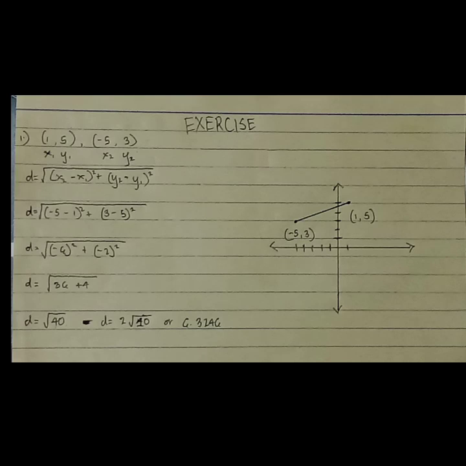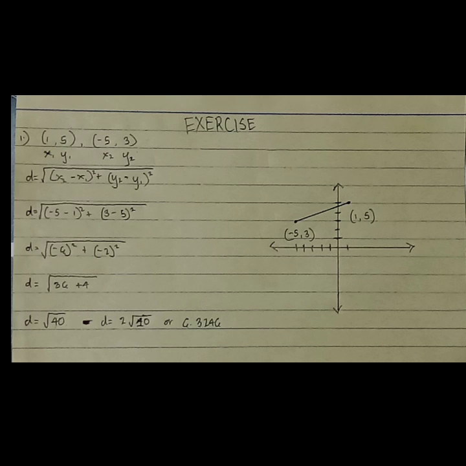So number 1 we have (1, 5) and (-5, 3). So (1, 5) is x sub 1 and y sub 1, and (-5, 3) is x sub 2 and y sub 2. So we have the formula d = square root of (x sub 1 minus x sub 2) squared plus (y sub 2 minus y sub 1) squared.